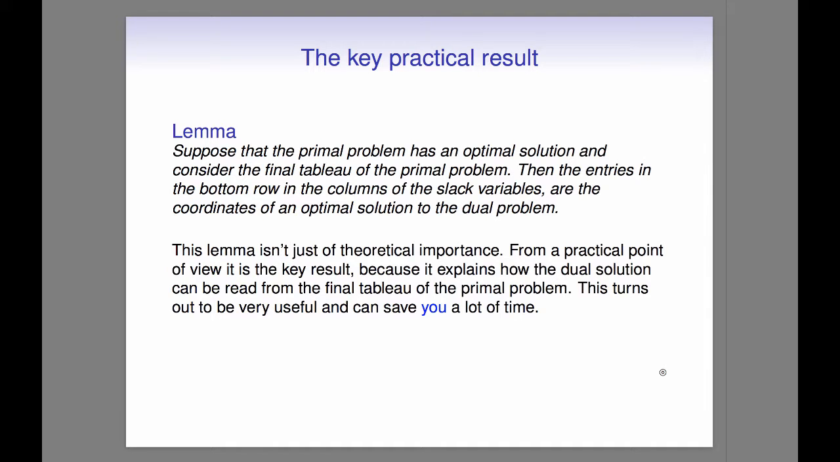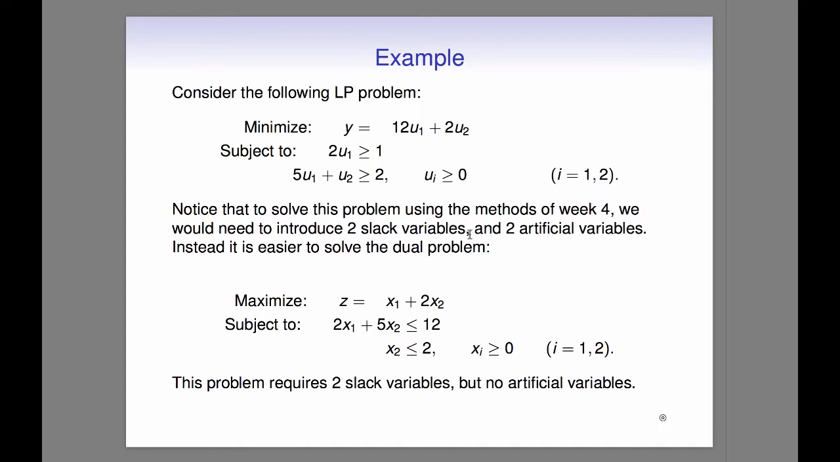So let's look at this in practice, because you definitely need to be able to use this lemma, and you'll want to use this lemma because it can save you time. Suppose you were given this minimization problem. You notice here that these inequalities are both bad as far as the simplex algorithm is concerned, and you would have to introduce a slack variable for each inequality, and an artificial variable for each inequality because they're bad inequalities. So you would have to use the two-phase or big M method, and you would have 2 decision variables, 2 slack variables, 2 artificial variables, a total of 6 variables.